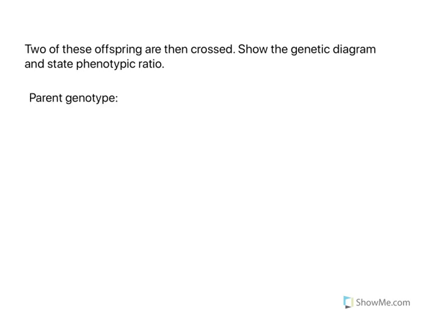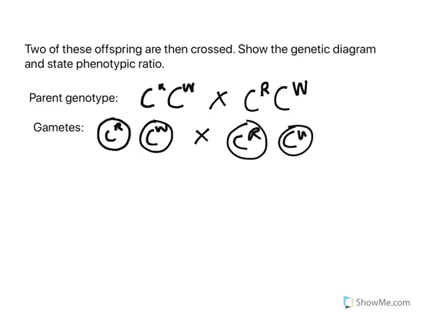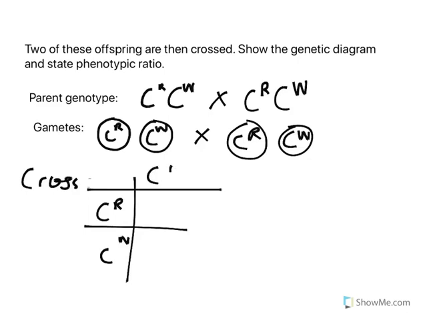We start by writing the parent genotype. So from the previous question, we know that was CR, CW for all of them. So CR, CW. We again continue by filling in the gametes. We have two possibilities for each of the gametes, CR and CW. And then we finish by doing the cross, our Punnett square, CR, CW, and CR, CW.